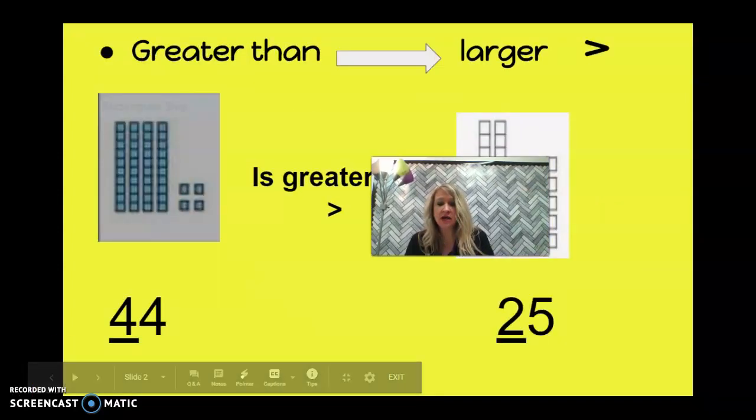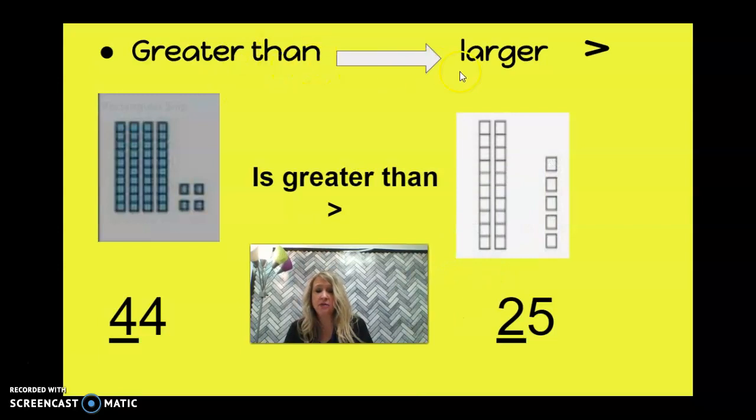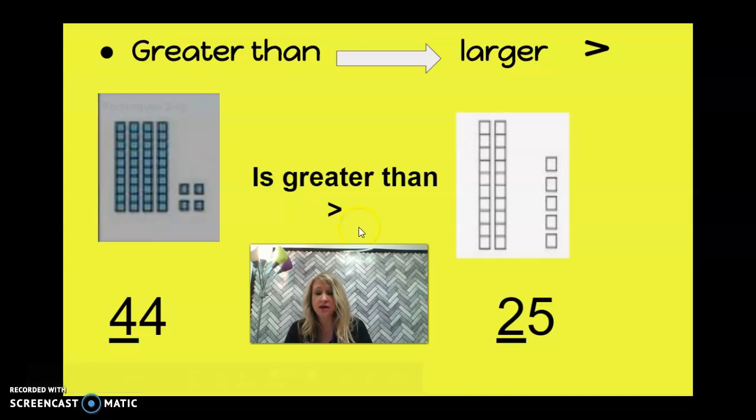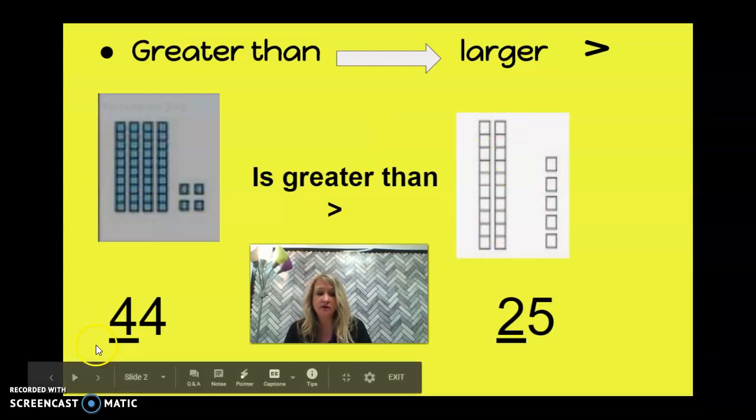So let's review our vocabulary. Greater than means larger. That mouth is going to eat the larger number. 44 is larger than 25. It's greater than 25 because there are 4 tens in 44 and only 2 tens in 25. And we know that 40 is greater than 20.